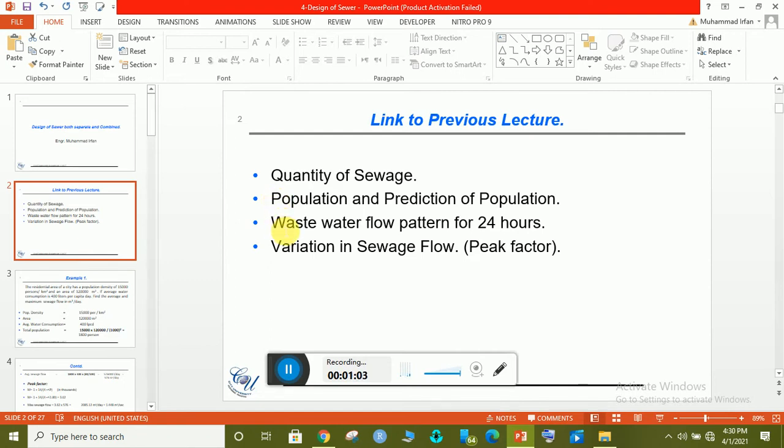Then the wastewater flow patterns for 24 hours, which is also important for the estimation of the sewage and sewer system. Then also the variation in the sewage flow, I mean the peak factor within 1 day, within 1 week, and within 1 month.